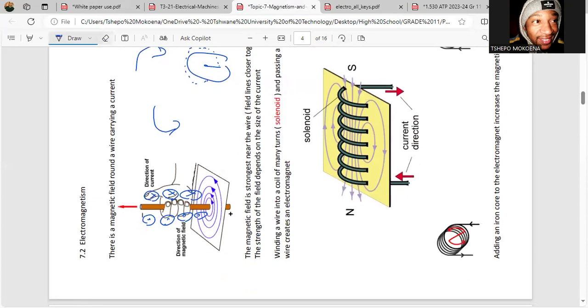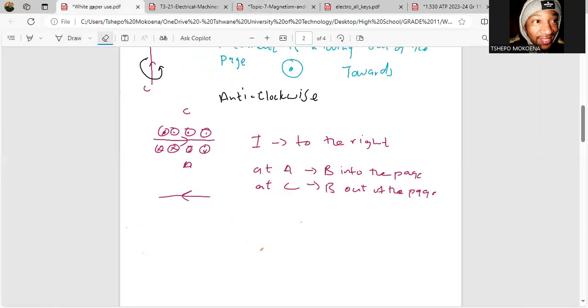The fingers here, at the top, they go into the page, into the X, X, X. And then at the bottom, they come out. The fingers come out, and therefore we have dots here. It is out of the page. So if the current was moving in this direction, take your thumb and then put your fingers inside here, and then they come there.